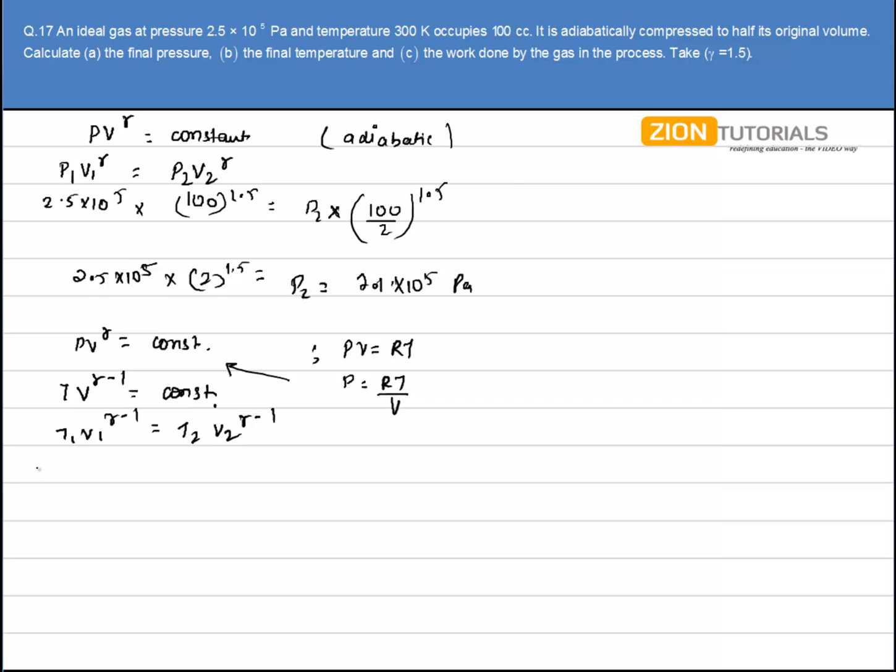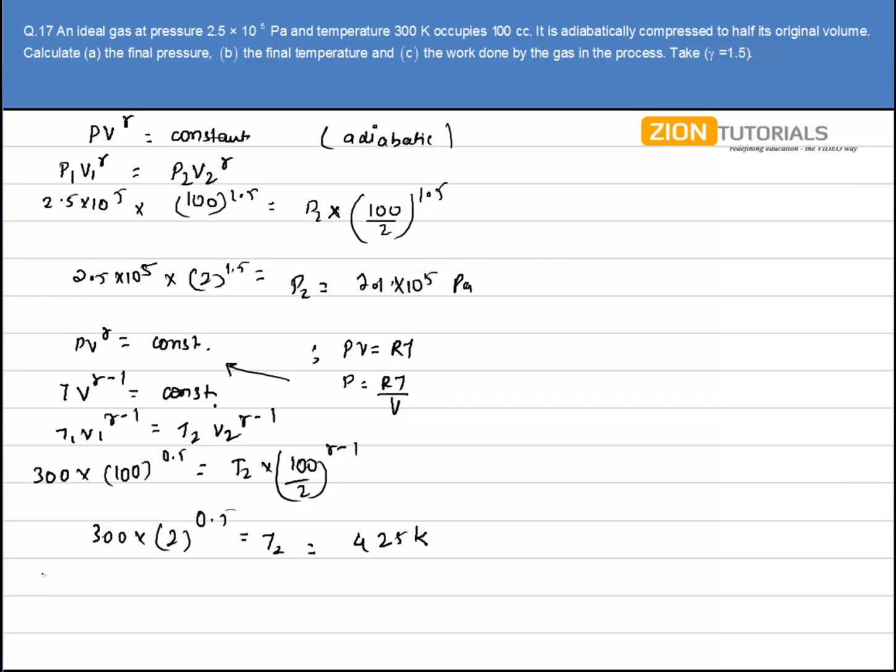So I have initial temperature as 300, volume as 100, to the power 0.5, equal to T2, which I have to calculate, into (100 by 2) to the power gamma minus 1. So 300 × 2^0.5 is equal to my final temperature. It gives me the final temperature as 425 Kelvin.